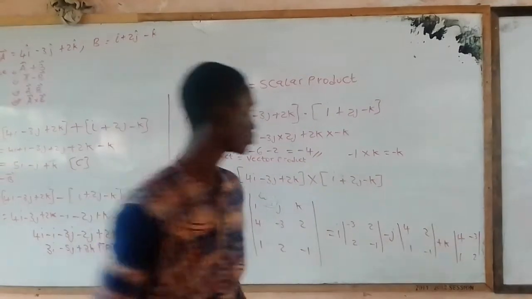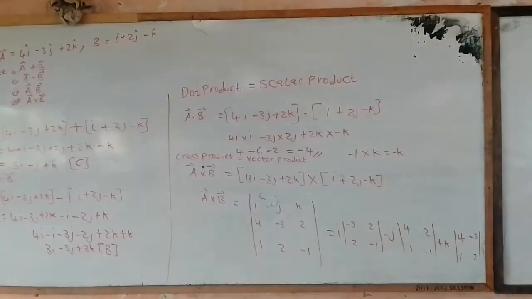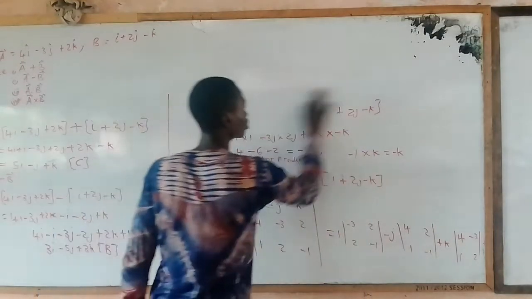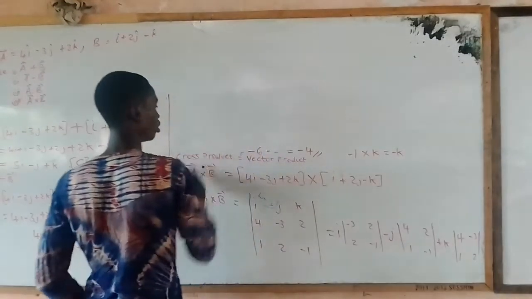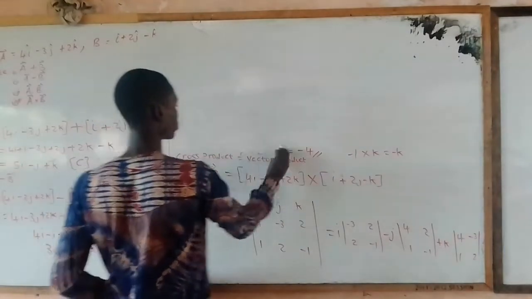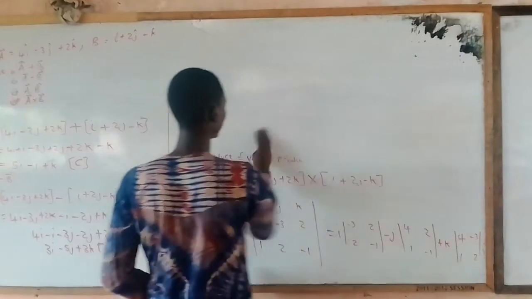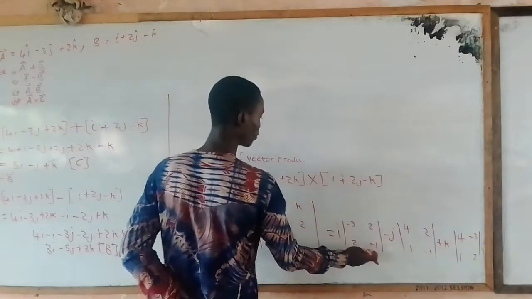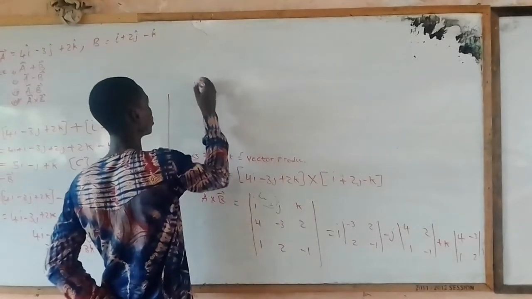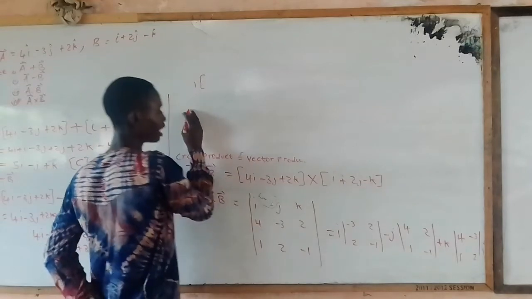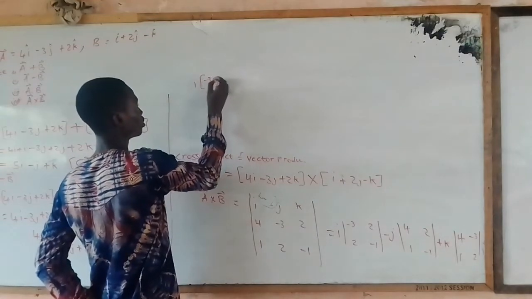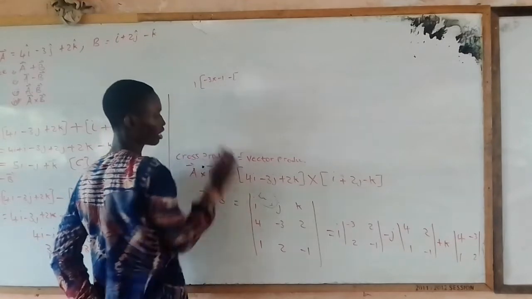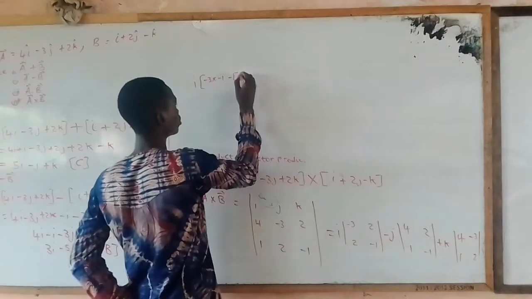Now with that, not wasting time, let me clean this and let us look at what's next. From here, minus 3 times minus 1. Minus 3 times minus 1. Minus into bracket 2 times 2.